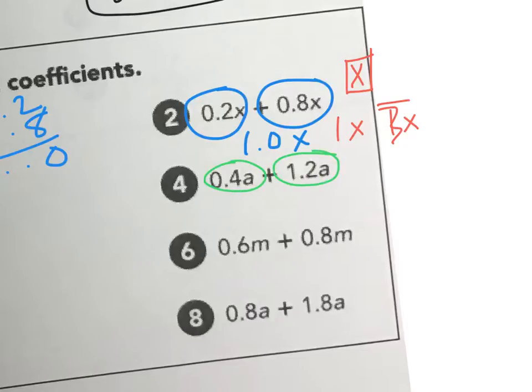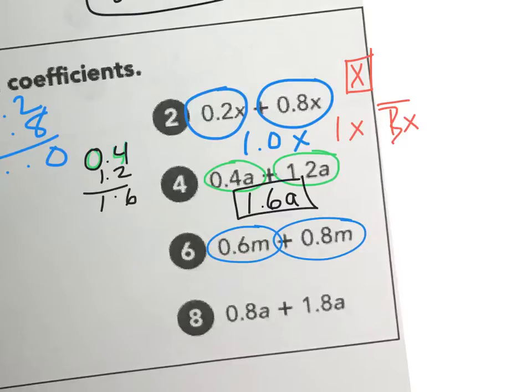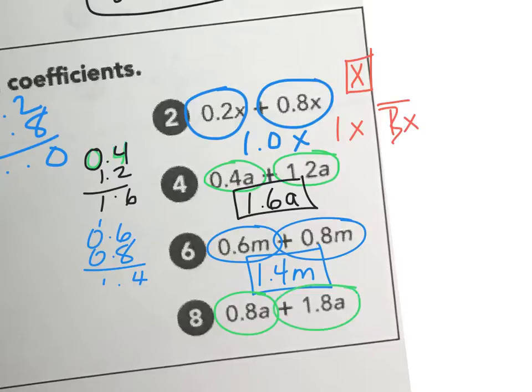0.4a, 1.2. 0.4, that's hard to see. 1.2, line up the decimals. 1.6a. 0.6m plus 0.8, 0.6, 0.8, 1.4m. And last but not least, 0.8, 1.8, 0.8, 1.8, 2.6a.